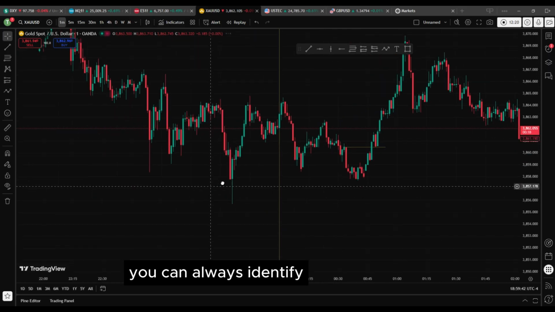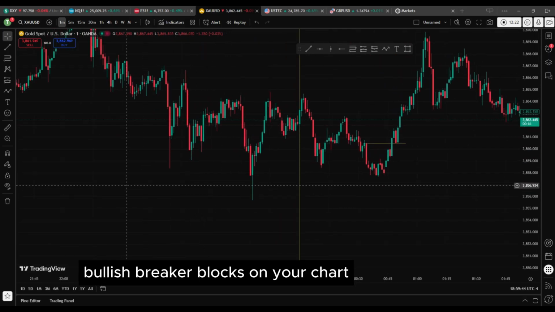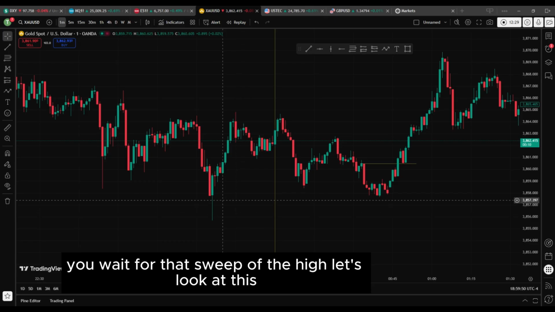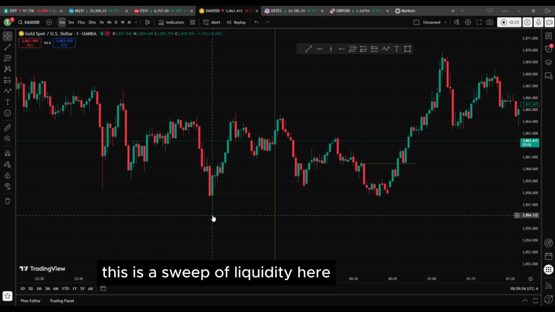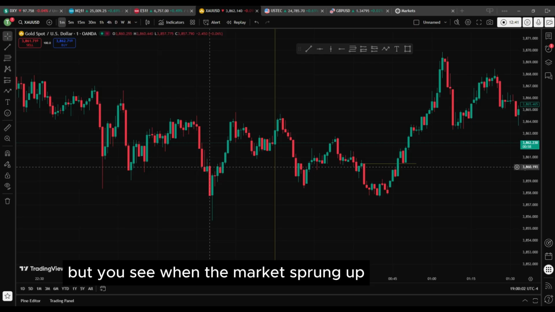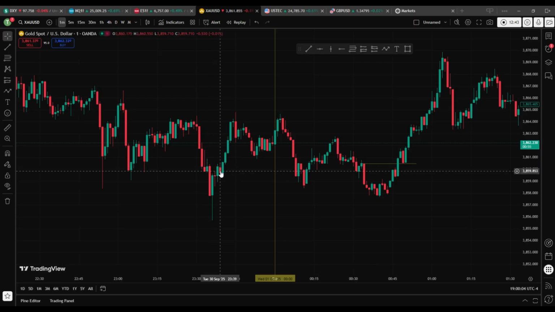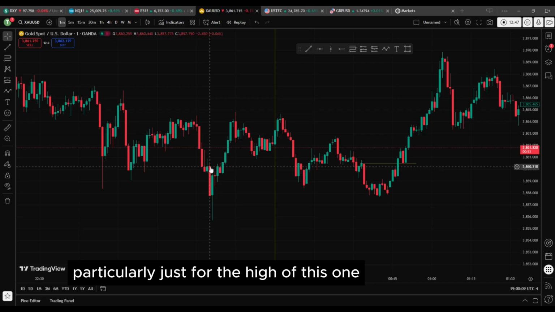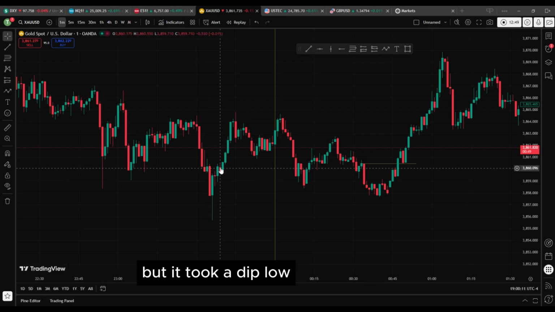So we can always identify bullish breaker blocks on your chart. Once you notice there's a liquidity sweep, we wait for that sweep of the high. Let's look at this. This is a sweep of liquidity here. There was a tiny fair value gap seen here. But you see, while the market fell, I think it didn't go particularly just for the high of this one, but it took a dip.